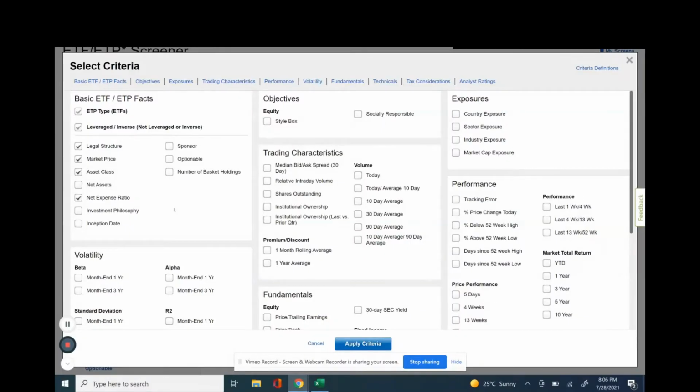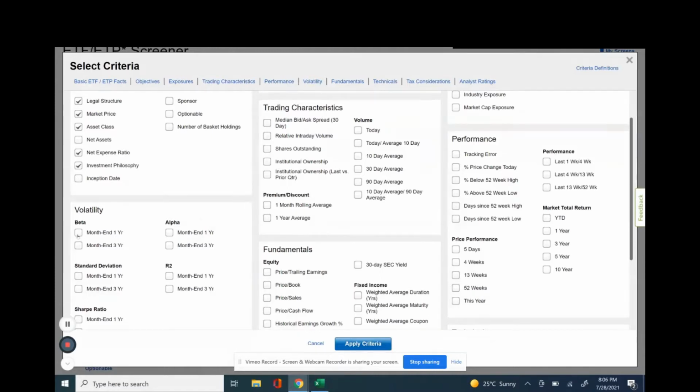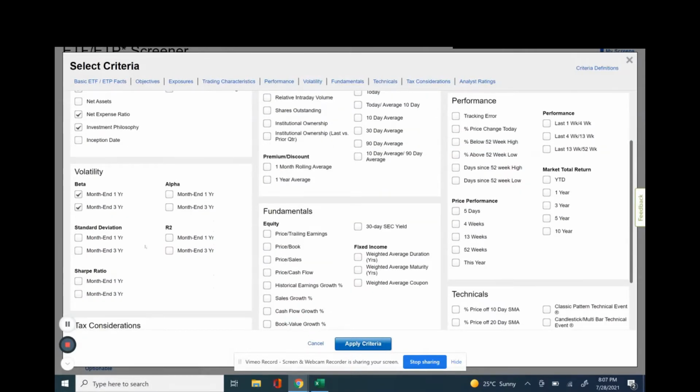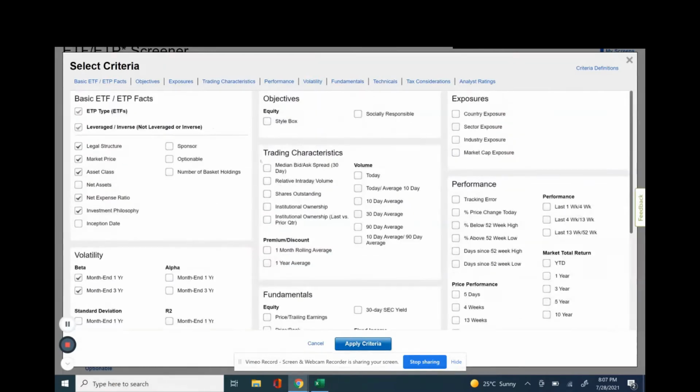You can definitely look at investment philosophy, definitely look at the volatility. In that case, we typically look at all the betas, your first year, 3-year betas. It gives you a great understanding of how volatile this particular ETF is. If you're into tax savings, definitely check this particular box, your distribution yield, as well as your dividend paid. At the same time, if you have specific considerations for your ETFs, you can definitely check one of these boxes. I typically like to not use this particular filter.